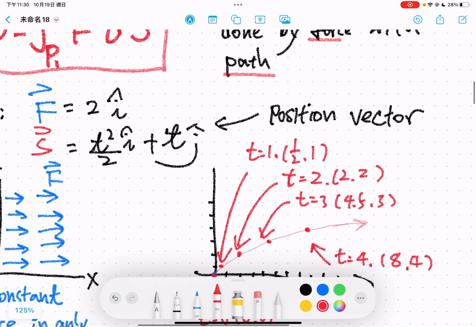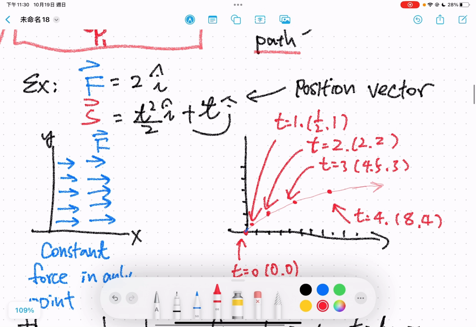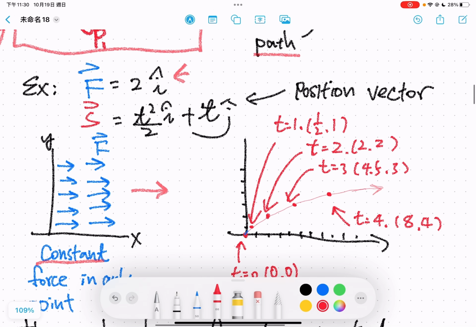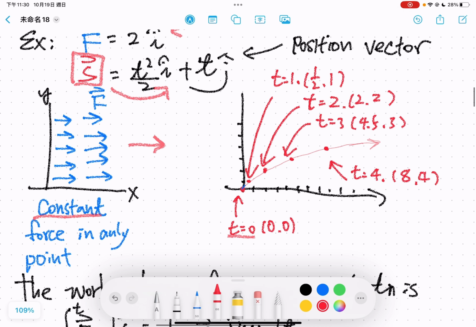So right now we have the force. The force is a constant force, and it always points to the positive x-axis. And we have the object moving along the path, and the path changes with time. So at the beginning, t equals 0, the position is (0, 0). And when moving, for example, at t equals 2, the position is (2, 2). So the path of the object is like this.